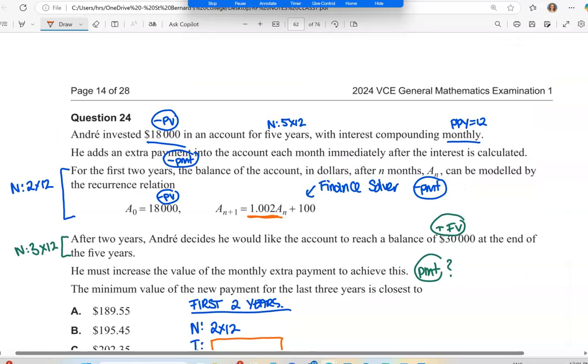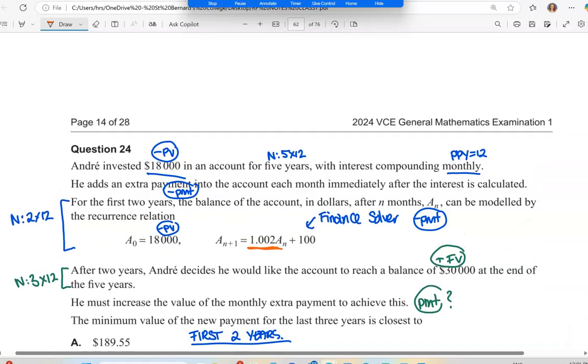I'm going to show you how you can do it in Finance Solver, but let's just put a little note in our notes. So if we're finding I, which is the rate, R, from a recurrence relation.